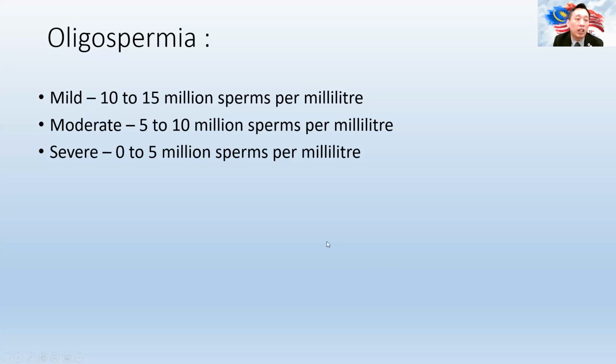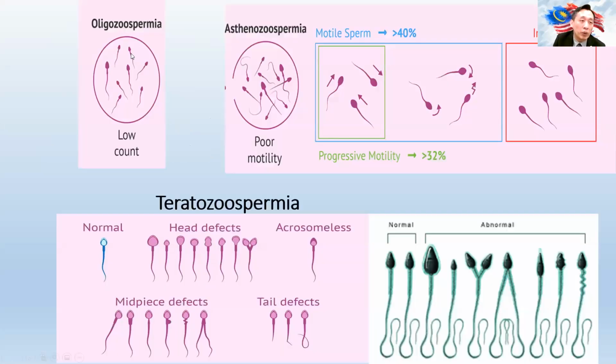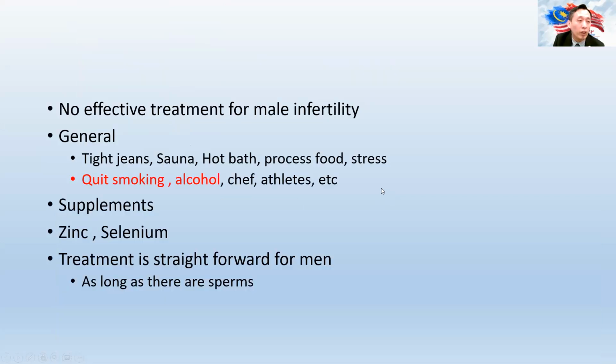Oligospermia means less than 50 million, within 10 to 15 million. Moderate oligospermia, 5 to 10 million. Severe oligospermia means less than 5 million. That means, first of all, you need to calculate the count, whether the sperm is good in motility, all right, whether the shape and size of the sperm is actually normal. However, there is no effective treatment for male infertility.